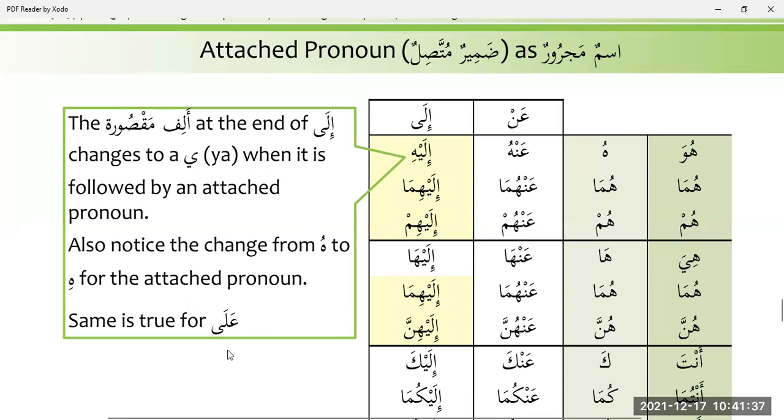And the same with alayhi. Alayhi is also the same. This is not ya. With alayhi the ending is alif maksura. But when we use a preposition with it, it will be the same pattern.